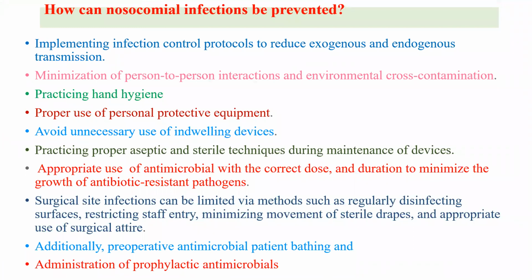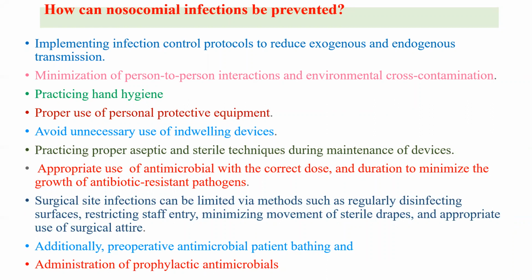So how can we prevent them? By implementing infection control protocols to reduce exogenous and endogenous transmission, minimizing person-to-person interaction and environmental cross-contamination, practicing hand hygiene, that means hand washing and hand sanitization, proper use of personal protective equipment, avoiding unnecessary use of indwelling devices, practicing proper aseptic and sterile techniques during maintenance of devices, and appropriate use of antimicrobials with correct dose and duration to minimize the growth of antibiotic-resistant pathogens.